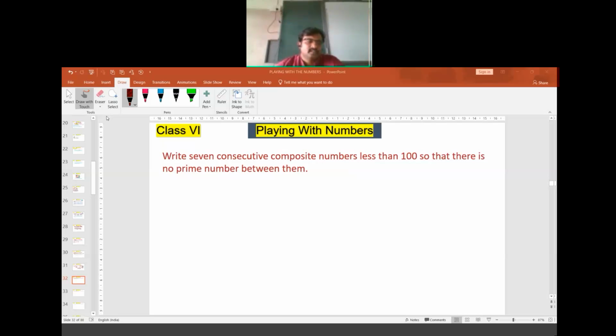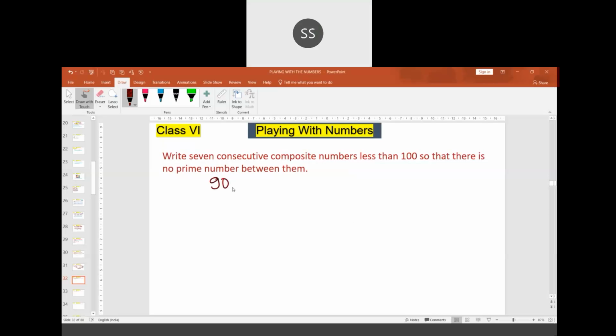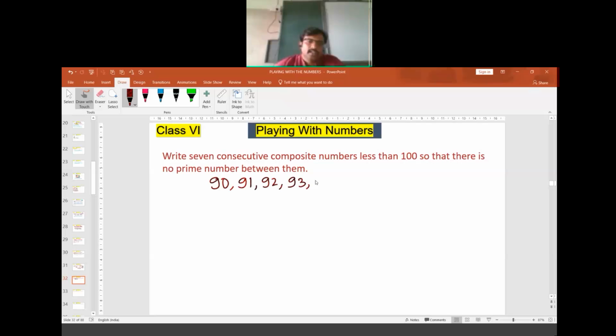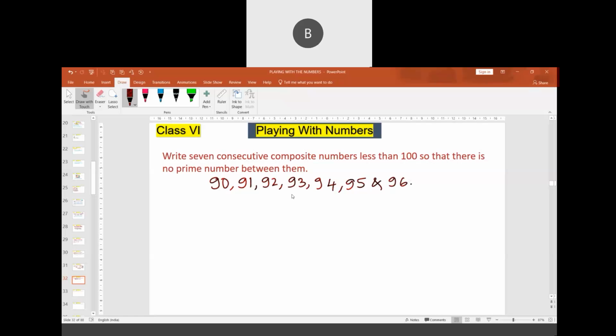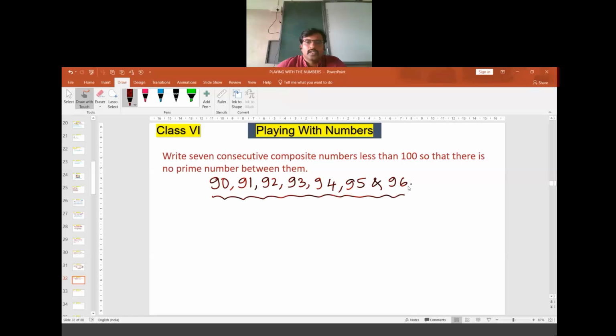Sir, I will tell, sir. 90, 91, 92, 93, 94, 95, 96. These are consecutive composite numbers. Here, there is no prime number involved. So these are the consecutive composite numbers less than 100 so that no prime number is there between them. This is a correct answer.